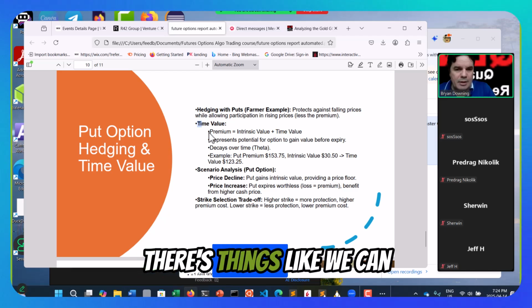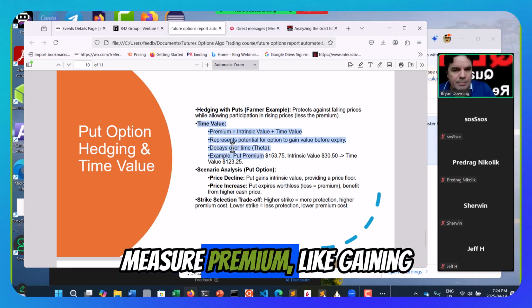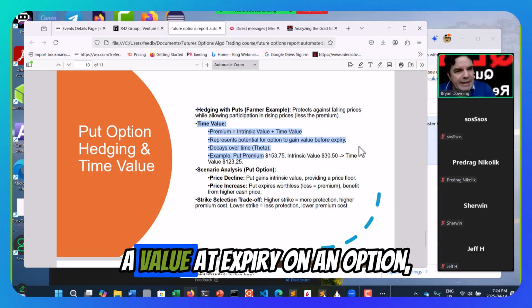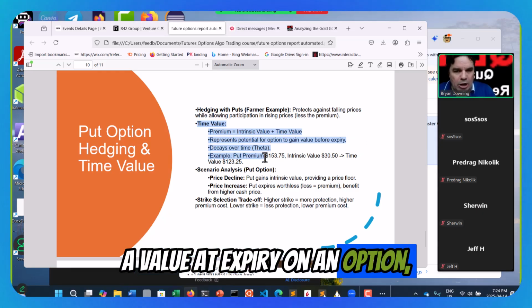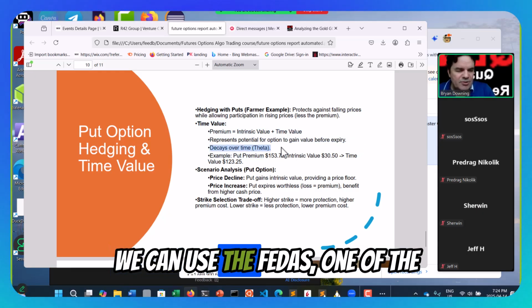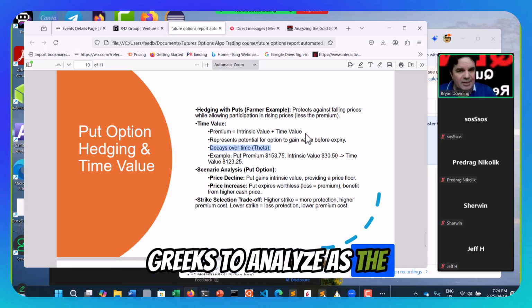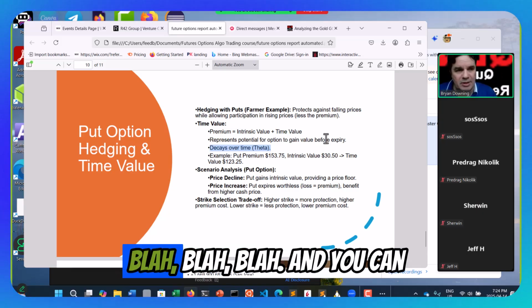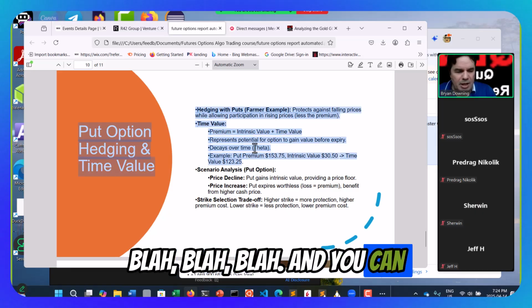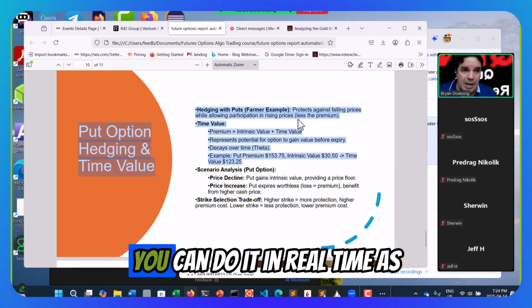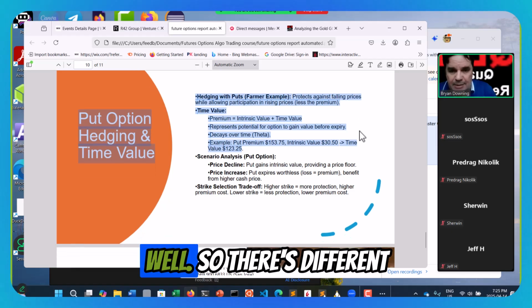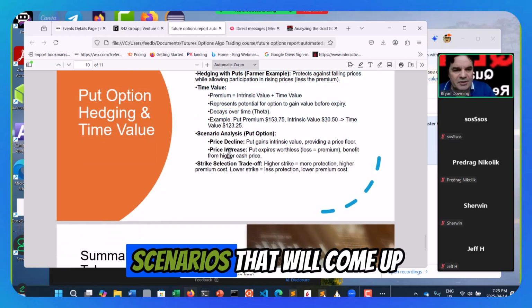So again, there's things like we can measure premium, gaining of value at expiry on an option. We can use theta as one of the Greeks to analyze as the option's about to expire, and you can measure that day by day, and you can do it in real time as well. So there's different scenarios that we'll come up with.